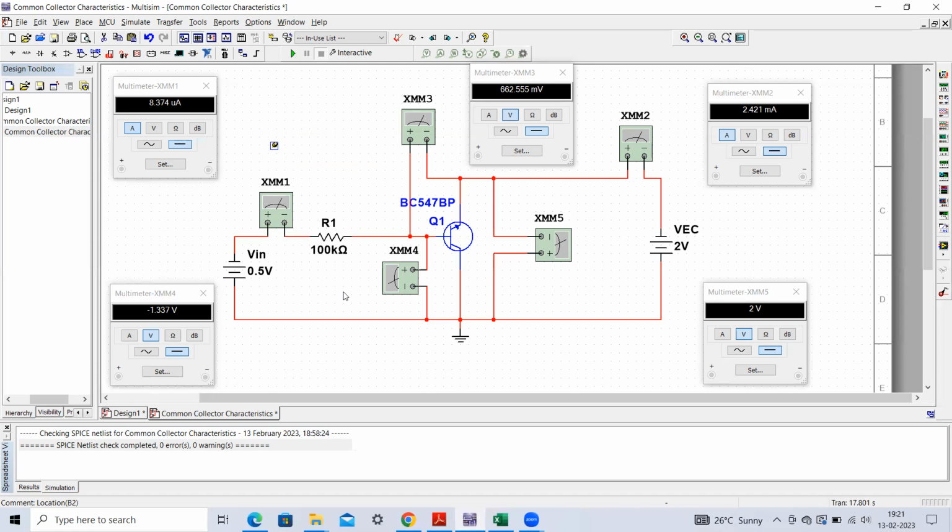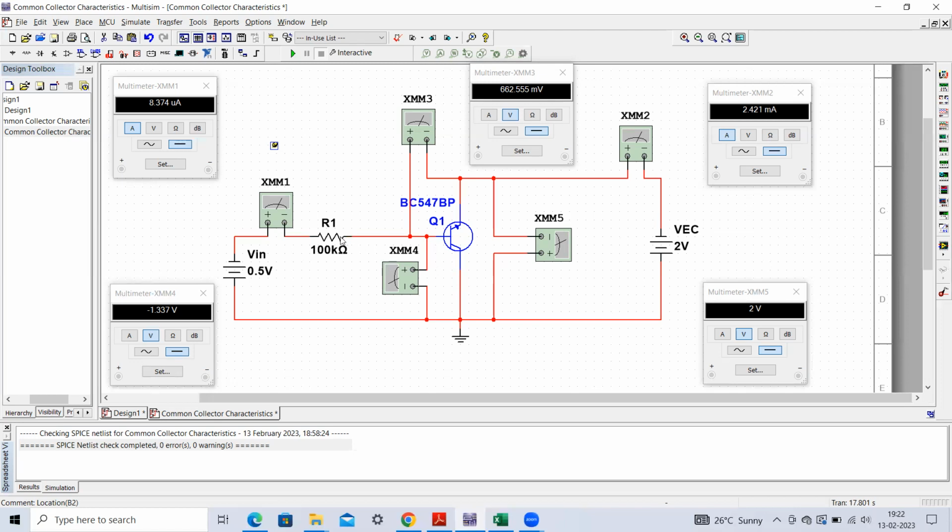Okay, so how to obtain the input characteristics? As I already explained, first of all, we have to fix the emitter to collector voltage. For a particular emitter to collector voltage, we have to change this V input. Due to the change in the V input, there will be a corresponding change in the base current, and there will be a corresponding change in the base to collector drop. This drop will also change, fine.